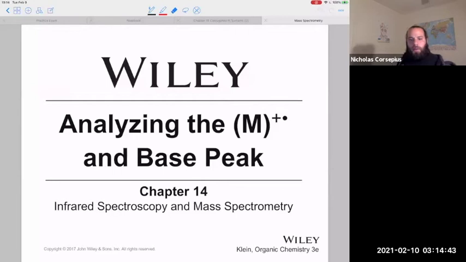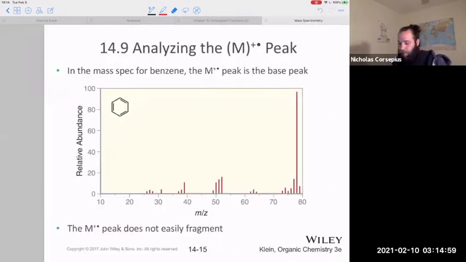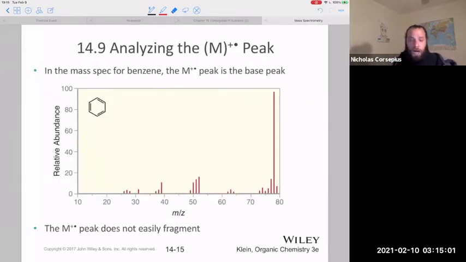Okay, so let's talk about how we're going to get started analyzing our spectrum, specifically by looking at the molecular ion peak and then the base peak. Remember, base peak is just a fancy way of saying the largest peak in your spectrum. First of all, note that for some compounds, the molecular ion peak is the base peak.